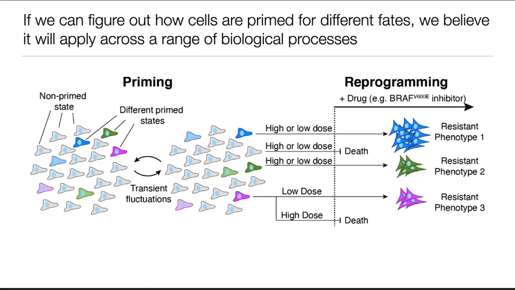Different cells are getting selected. Different ones undergo different sorts of reprogramming processes, which I didn't get a chance to talk about today. I've mostly been talking about everything in the context of drug resistance, but I think these same principles are going to apply across a wide range of biological processes. We've already been looking at this in stem cell differentiation and iPS reprogramming, and I think we have some interesting results there too that hopefully I can share with you next.